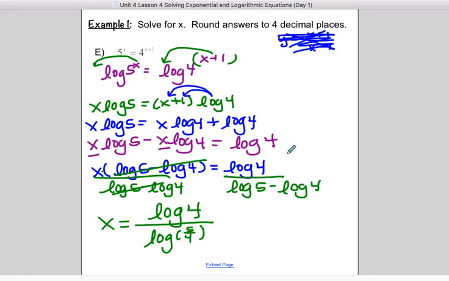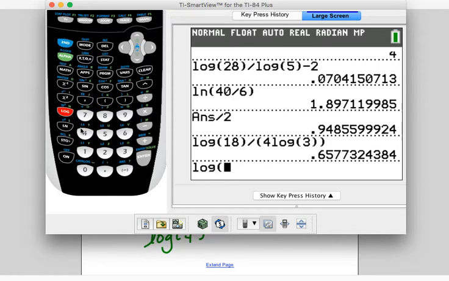Okay, you don't have to do that. You can type it in your calculator just like this. Let's do it using this way. Biggest thing to remember is gotta put it all in parentheses. So I'm going to show you how to do this one. We would have log of 4 and this parenthesis divided by log of 5 and the parentheses.